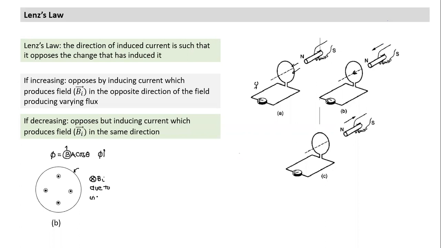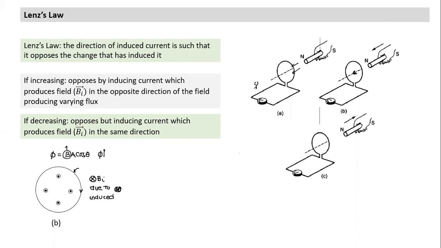So which kind of current? Should the current be clockwise or anti-clockwise? Suppose the current had been anti-clockwise. An anti-clockwise current will create a field in the same direction, which will further increase this flux. So this is not correct. So what has to happen? The direction of current has to be clockwise. Like this, clockwise. If the direction of current is like this, the induced field will be cross.